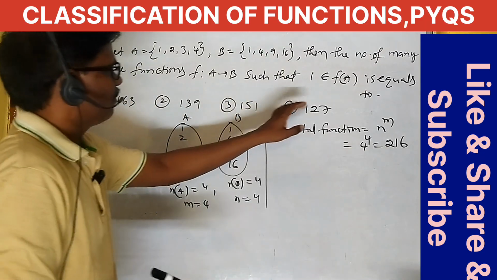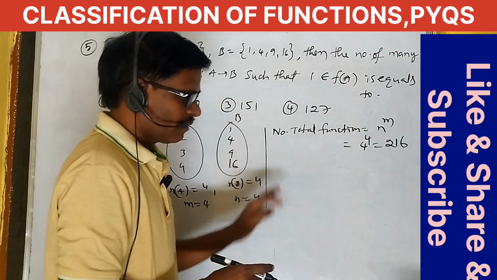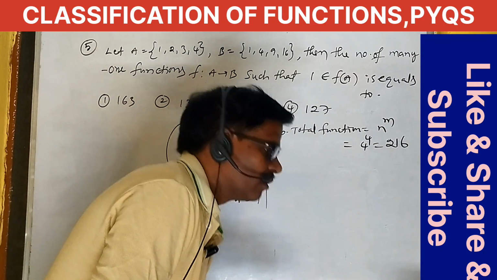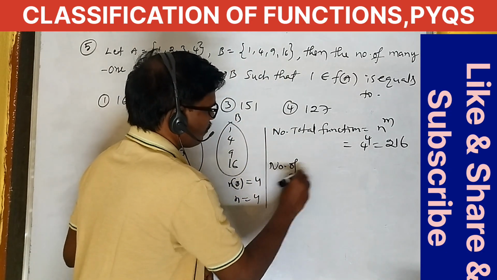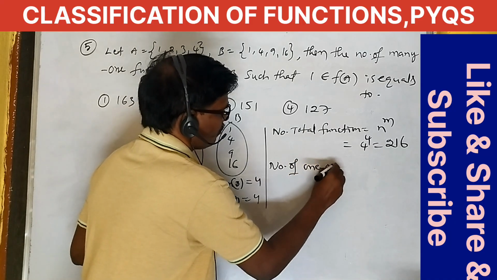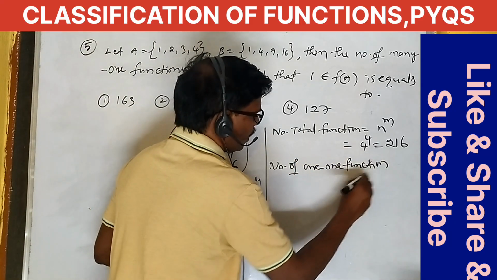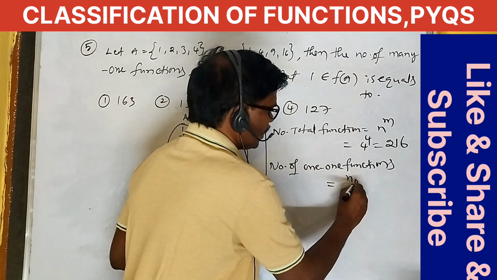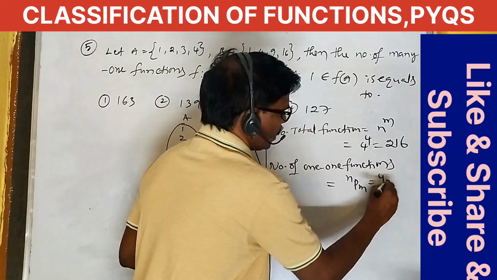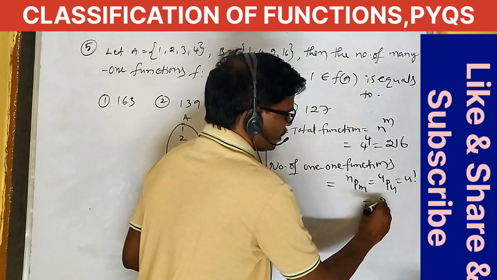What do we want? Many-one functions. So we need to find the number of one-one functions also. Number of one-one functions, what is the formula? The number of one-one functions is nPm, with n equal to 4 and m equal to 4, which is 4 factorial, equal to 24.